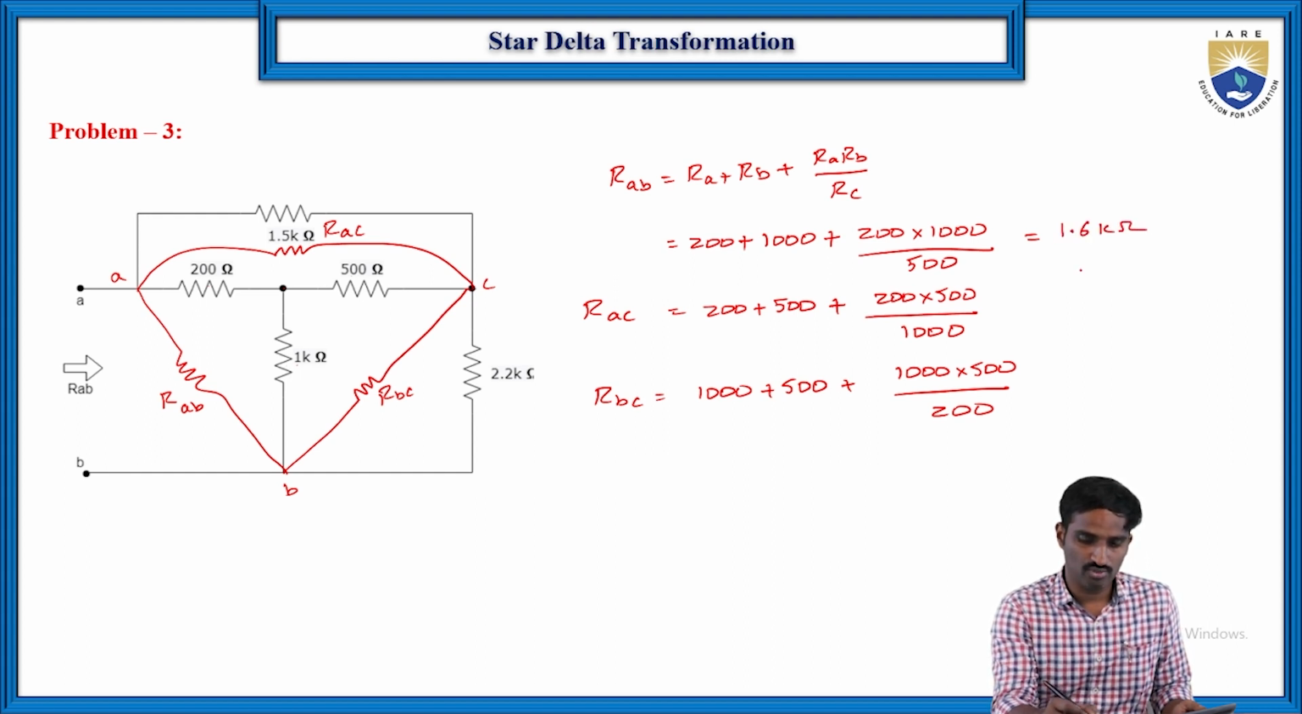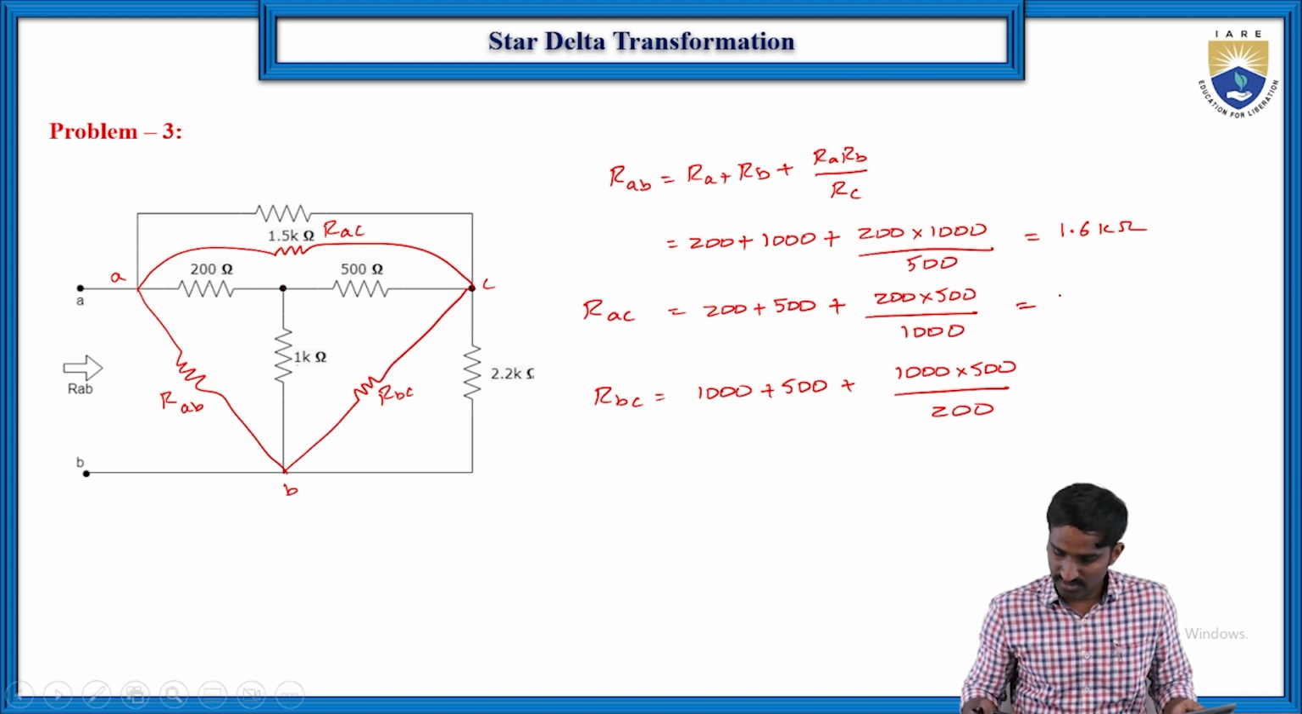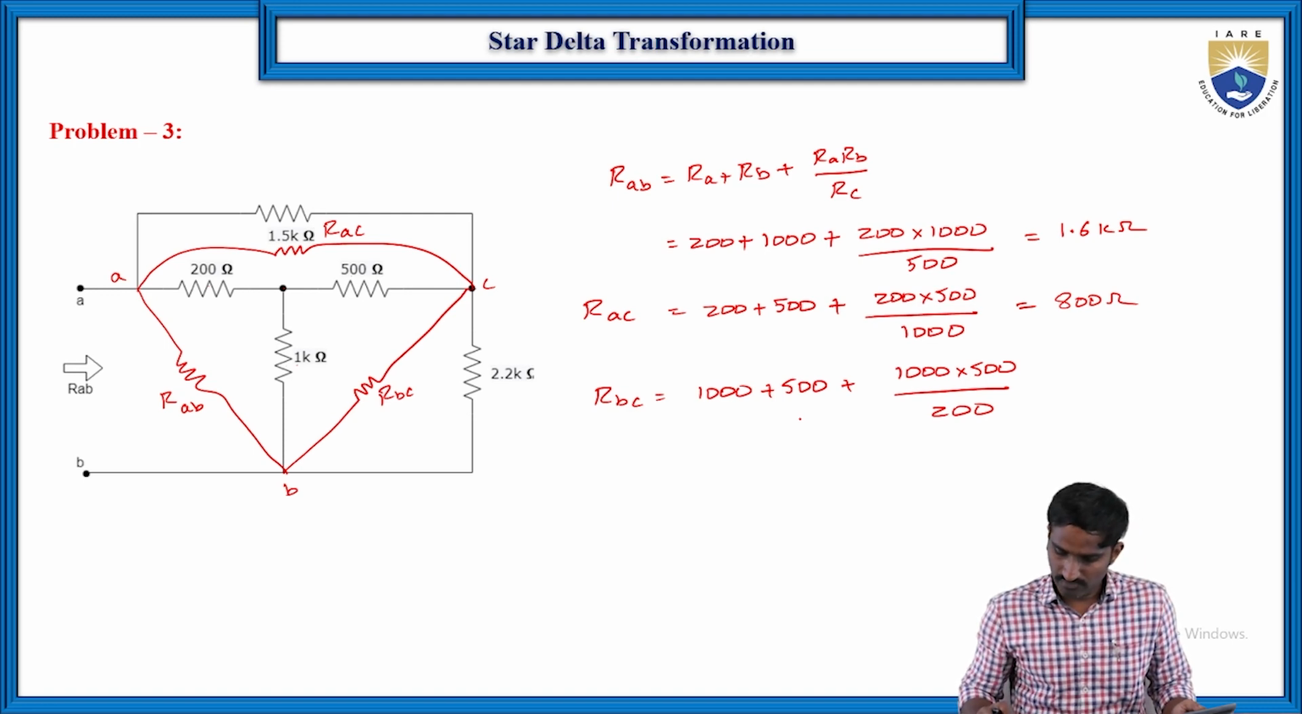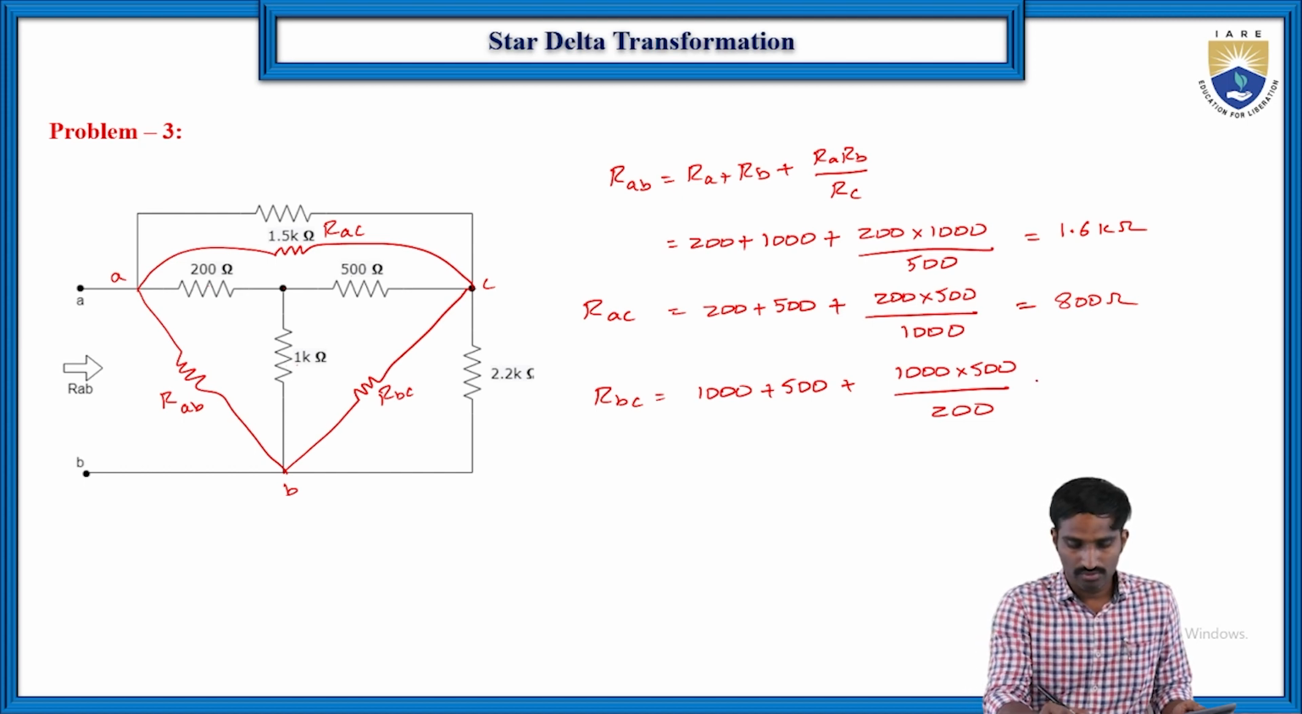So 1.6K ohms. And here again 200 into 500 divided by 1000 plus 500 plus 200, which is equal to 800 ohms, right? Then here it is 1000 into 500 divided by 200, plus 1000 plus 500, which is equal to 4K ohms, right?